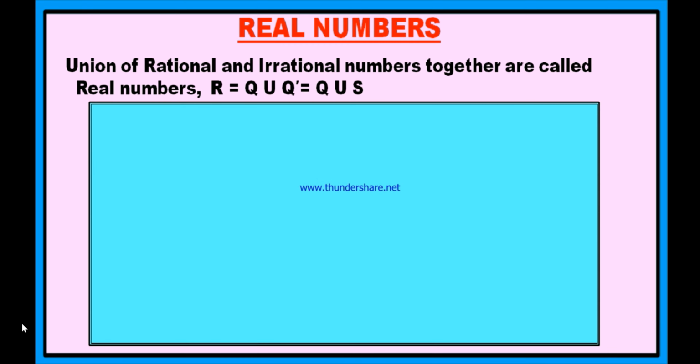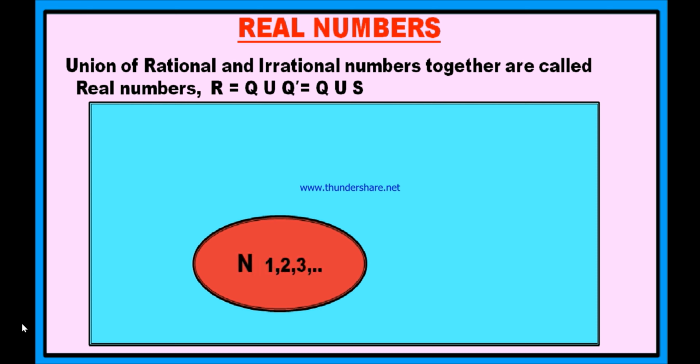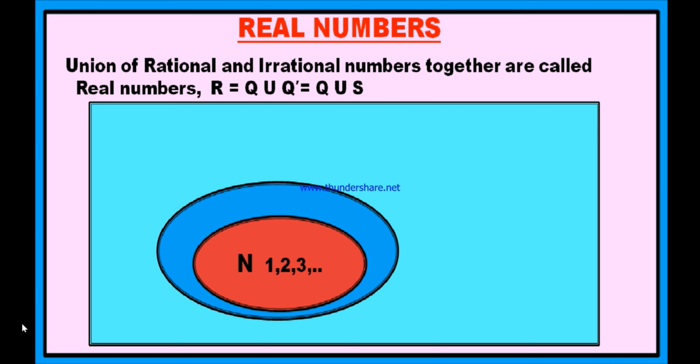If you observe this diagram, you can find the first circle. This is the set of natural numbers. Natural numbers start from 1, 2, 3 and so on. And this is the set of whole numbers. The set of whole numbers starts from 0, 1, 2, 3 and so on. Therefore, every natural number is a whole number. The circle N is included inside the circle W.